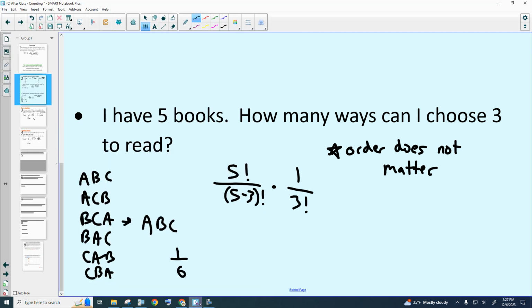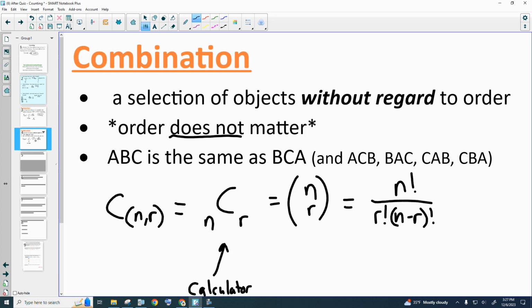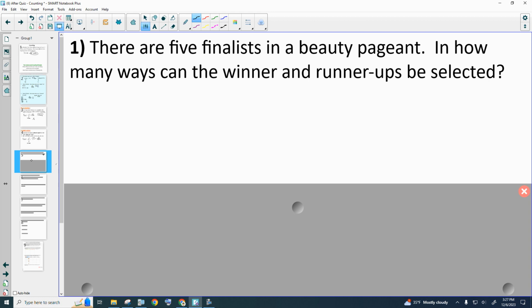Now, I'm just going to give you some different examples here of permutations or combinations. You really just need to know the difference, and then you can use your calculator for these. So there are 5 finalists in a beauty pageant. In how many ways can the winning and runner-up, so 2 people, be selected? So in this one, does order matter? Yes, order matters.